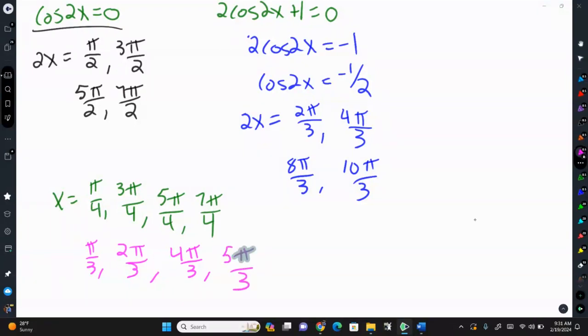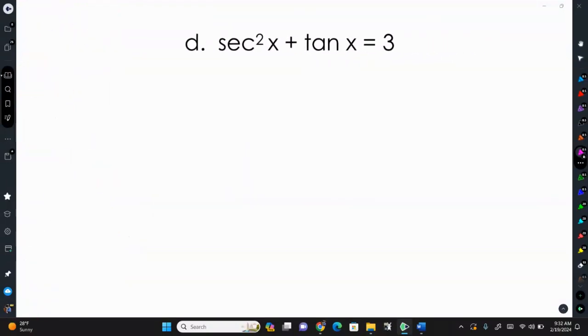So these multiple angle problems, like these going around the circle multiple times, it isn't hard. It just creates a little bit more work that we have to be mindful of. All right, now letter D, again, we have to have the same trig function. So we're going to change secant into something with tangent because we can't go from tangent to the first power into secant. So secant squared is tangent squared x plus 1 plus tangent x equals 3.